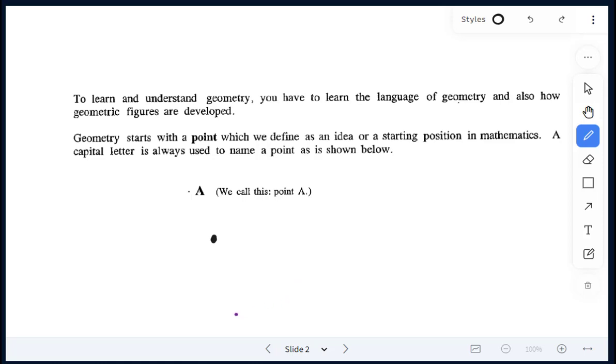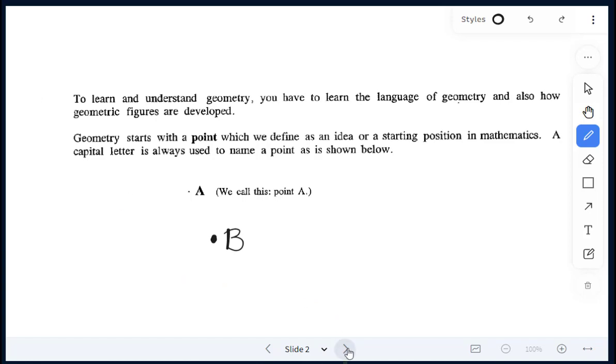So we have to start by learning the language of geometry and how geometric figures are developed. So it all starts with a point, which we define as an idea or a starting point or starting position in mathematics. A capital letter is always used to name a point. So here, if we had point A, we would call it point A. We could have point B, and it would be called point B.